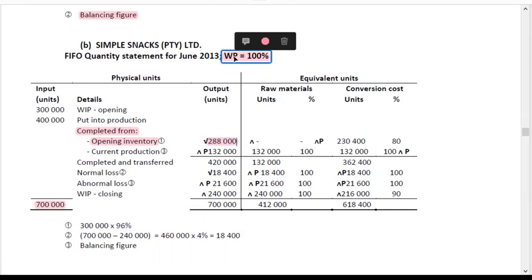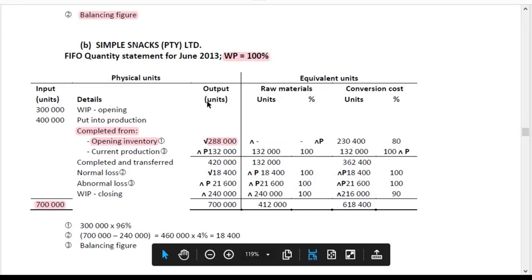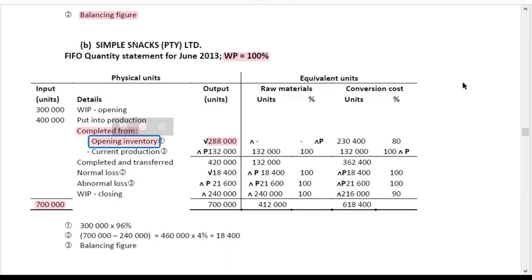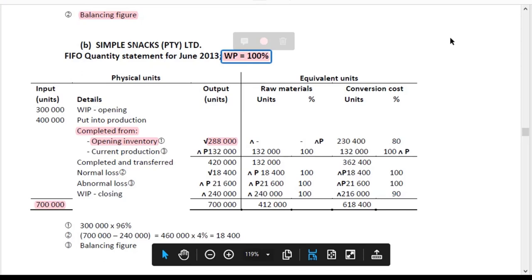Because back to that question again, opening WIP, was it before or after the wastage point? In this instance, it was before the wastage point, right? Because the wastage point was at the end and this opening inventory came in at 20%. So it was before the wastage point.